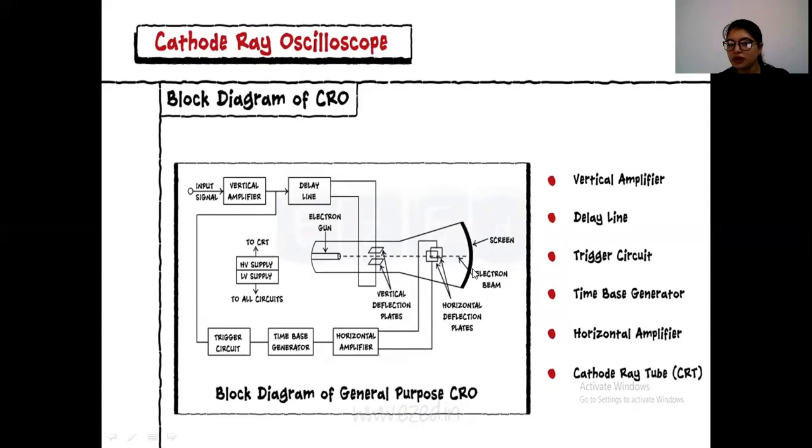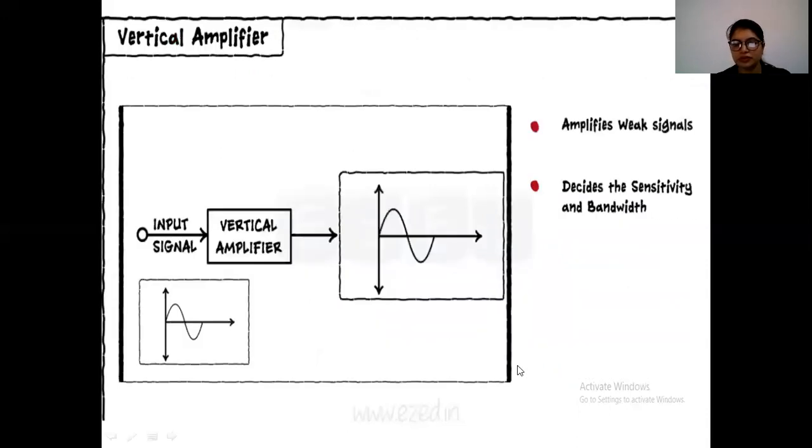This is phosphorus screen where our output will be displayed, and this is electron beam. Now we will discuss all these blocks and you will come to know about the function of these deflection plates also. So vertical amplifier will amplify the weak signal and it will decide the sensitivity and bandwidth. How will it decide the sensitivity and bandwidth? Sensitivity is what? That is change in output over change in input.